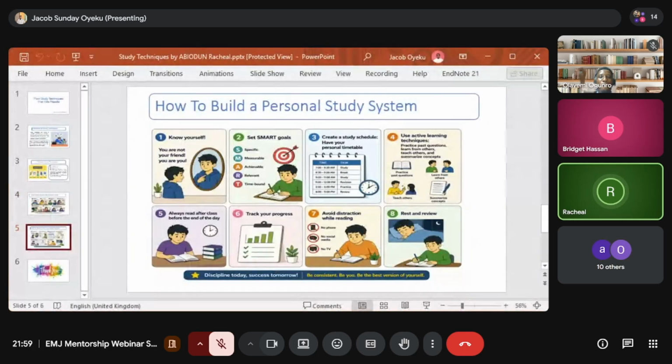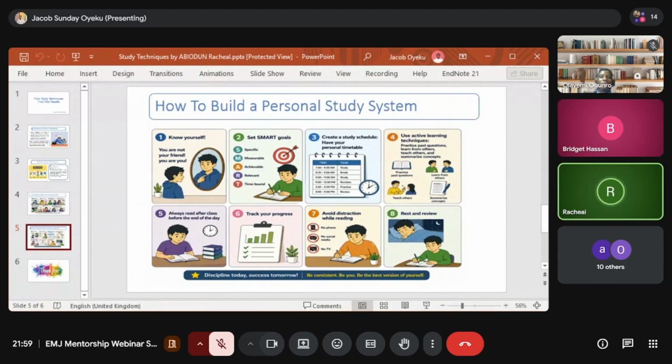How to build a personal study system. So, number one thing you need to know is know yourself. You are not your friend, you are you. So just know yourself. That's what I do. I know that before I understand something, I need a lot of time. So I don't compare myself with anybody. Know what works for you. Some people prefer reading in the morning, some in the afternoon. Know yourself. Know what works for you.